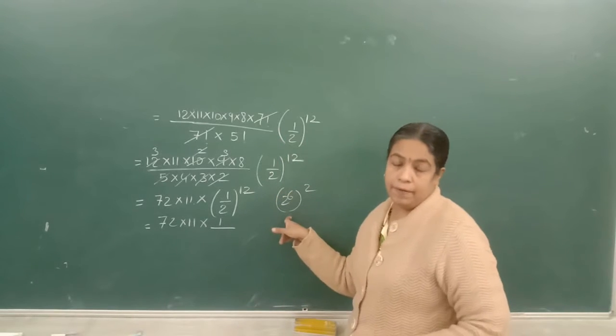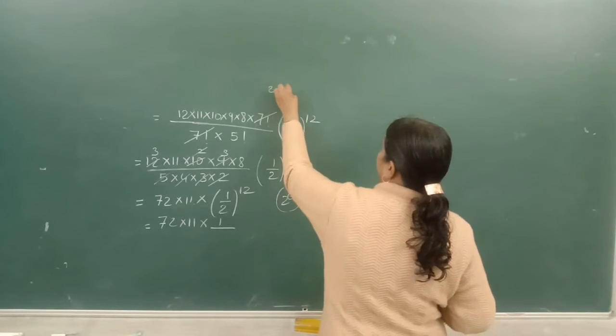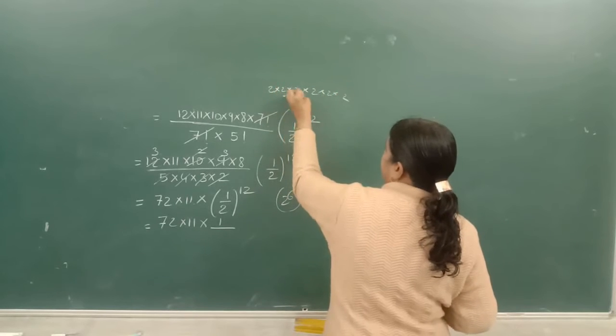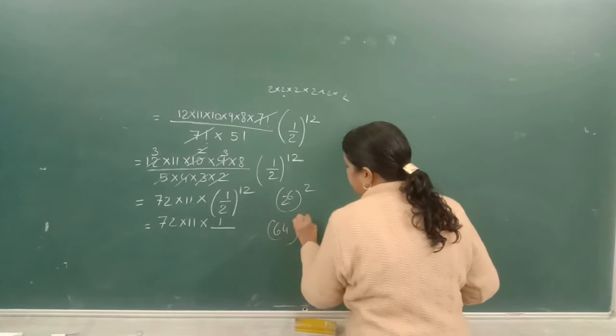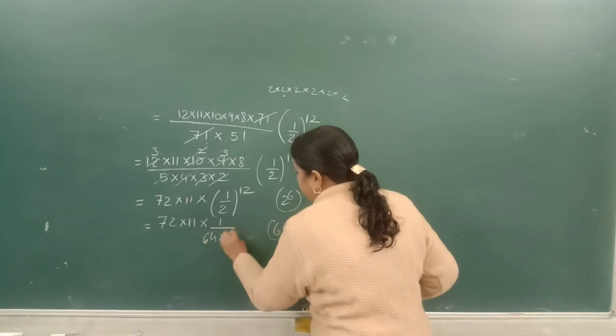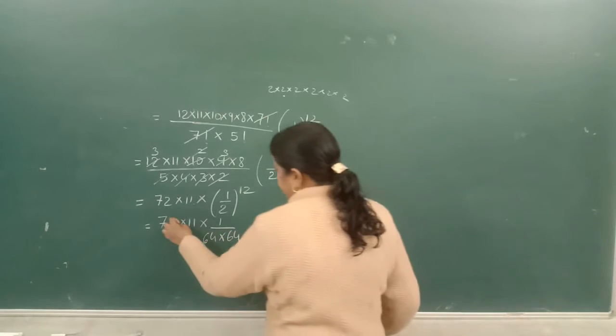Do you know the value of 2 to the power 6? It is easy to find. That is 2 into 2 into 2, 2 into 2 into 2: 2, 4, 8, 16, 32, 64. So 64 square. So you can write here 64 into 64. Got it? Now you can just cancel.